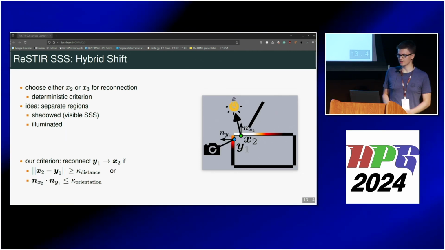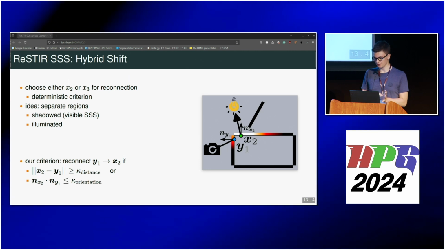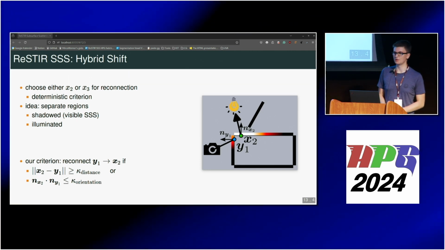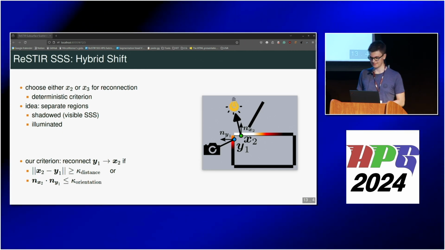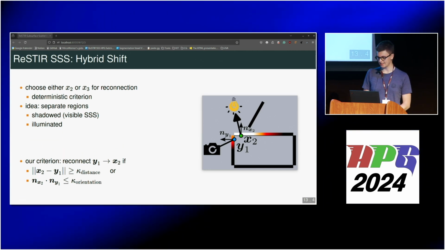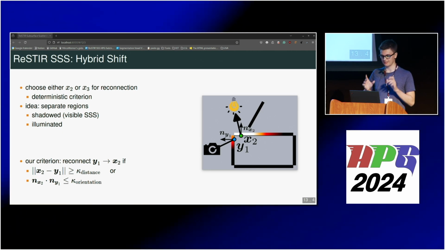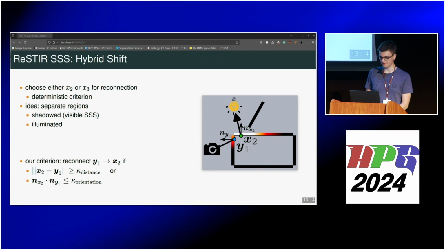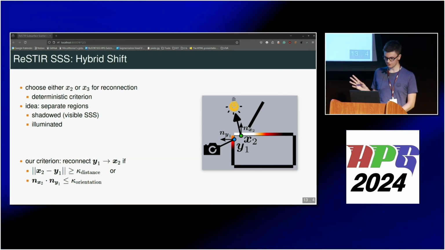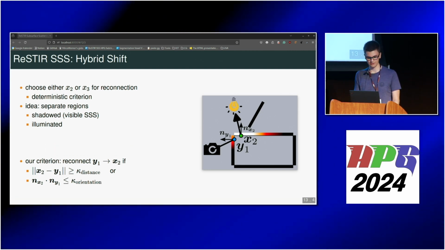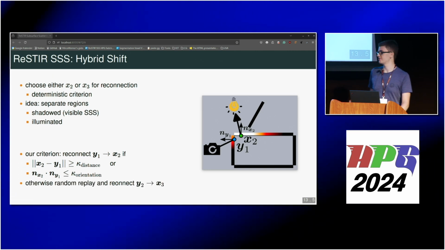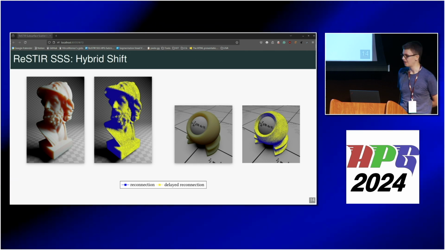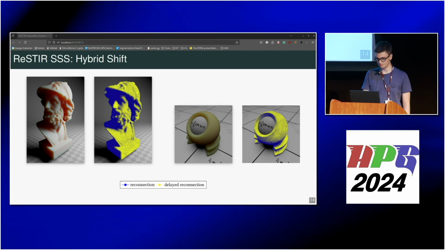On the other hand, it's also possible that two vertices are close together, but there is a shadow boundary. Such a shadow boundary can occur when there is a corner in the geometry. And to detect such corners, we can just compare the orientation of the two normal vectors at these vertices. This means we apply reconnection if one or both of these criteria are met, and otherwise we just use delayed reconnection. And here you can see a visualization of our hybrid shift.